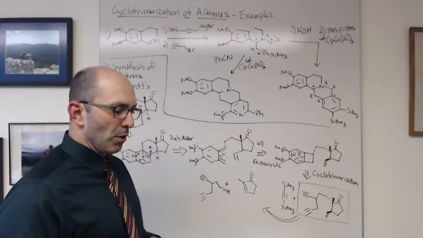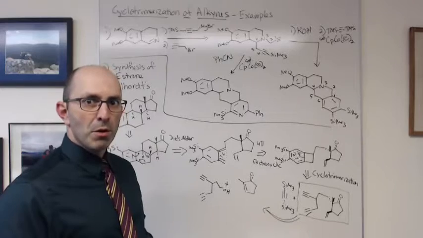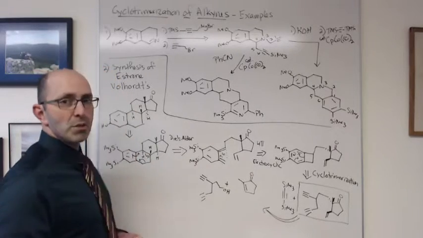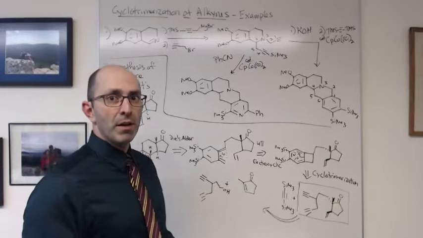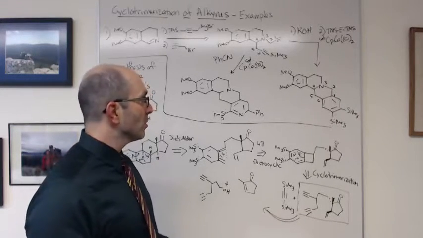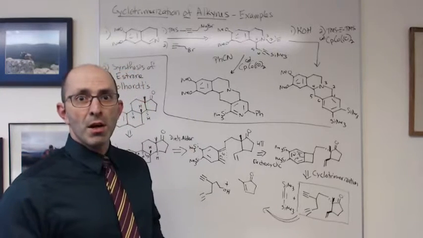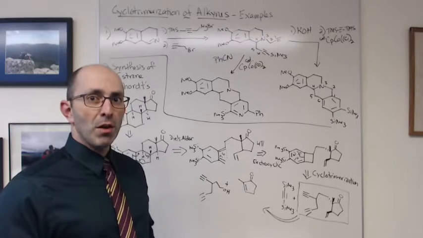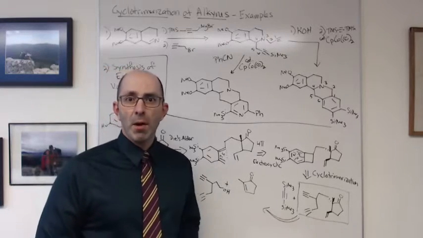And if you're curious about the answer, just let me know. You also could probably, without too much trouble, just Google Vollhardt's estrone synthesis, and you would find it. It's also in Classics in Total Synthesis by Nicolaou. So anyway, these are good examples of using the cyclotrimerization reaction, and I hope this helps as you think about your problem set and upcoming assignments.